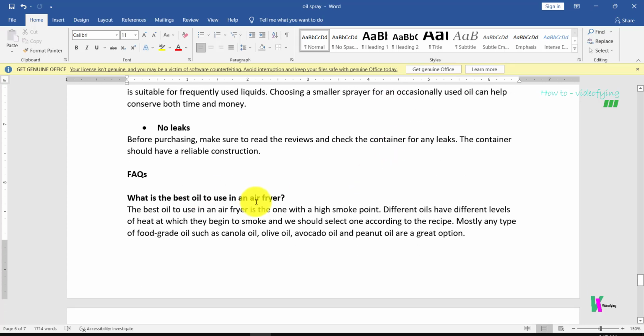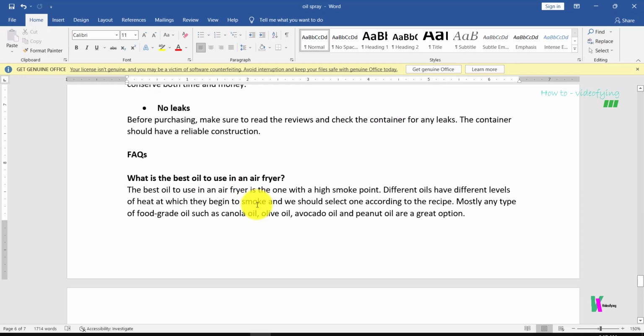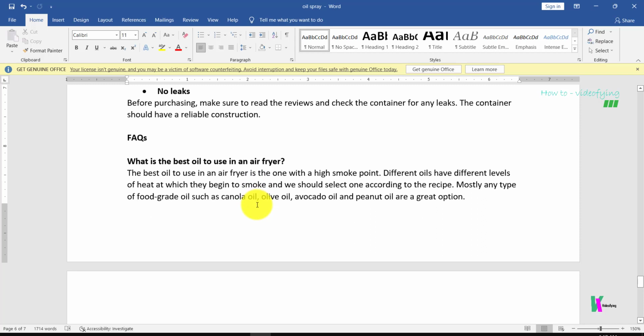After that, sometimes we need to write the FAQs, the frequently asked questions. In this case we have, what is the best oil to use in an air fryer? In this answer we should also explain a to-the-point answer to this question. Instead of just writing that the XYZ product is good for an air fryer, we need to explain which oils or which products are good for an air fryer. Like in this one we say canola oil, olive oil, avocado oil and peanut oil are great options for that.